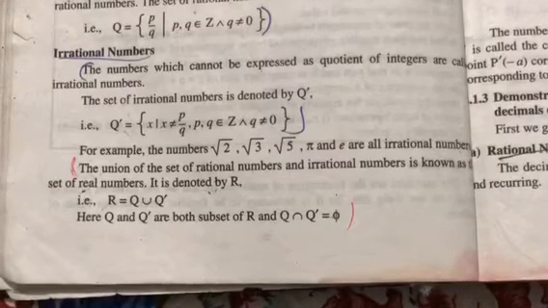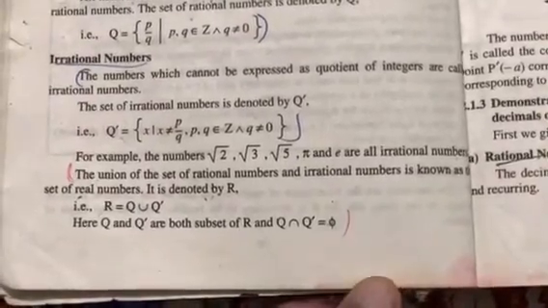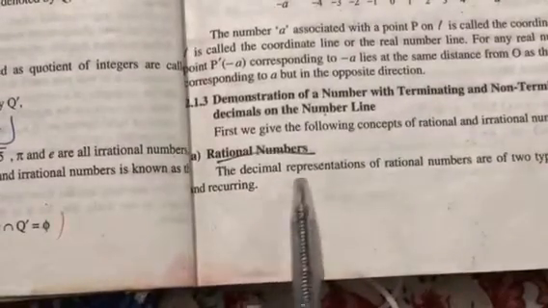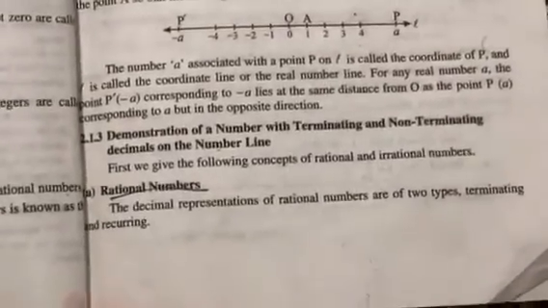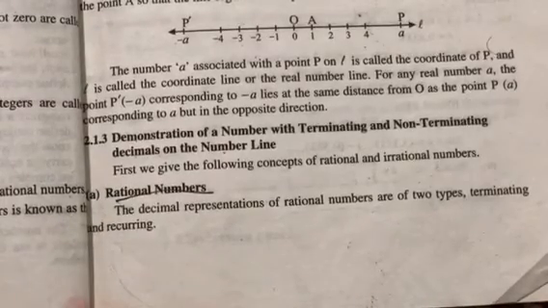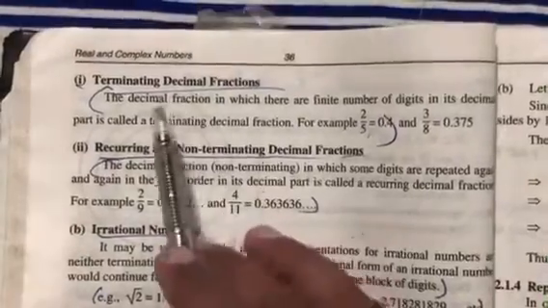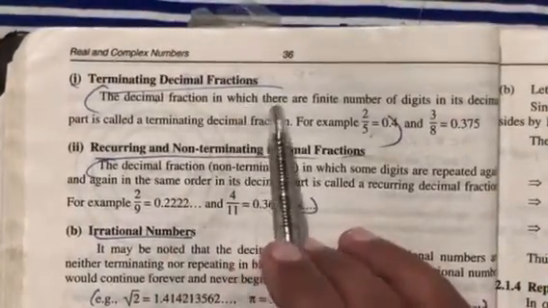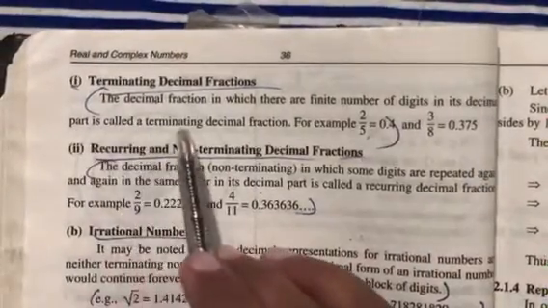Now we are going to revise the decimal representation of rational numbers. The decimal representation of rational numbers is of two types: terminating and recurring. Here is the definition of terminating decimal fractions. The decimal fractions in which there is a finite number of digits in the decimal part are called terminating decimal fractions.